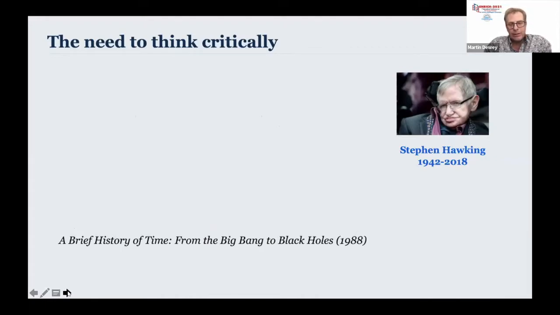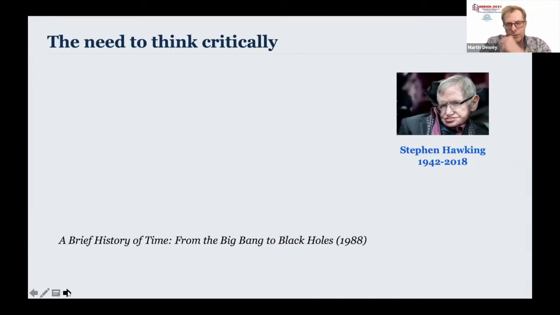So a key point that I try to make in my teaching when working with teachers and encouraging them to try to think differently about language is making them aware of the need to engage in critical reflection, the need to think critically. And one way I've started to do this recently is by referring to Stephen Hawking.